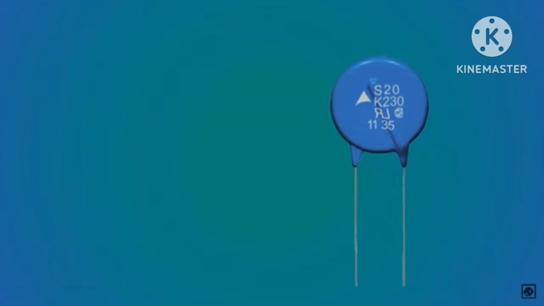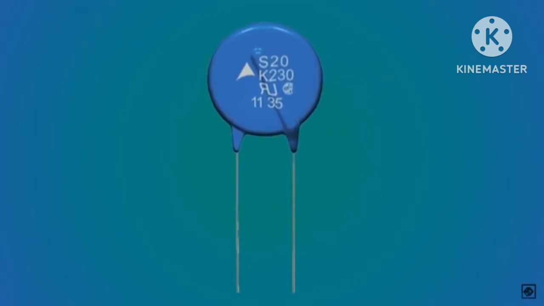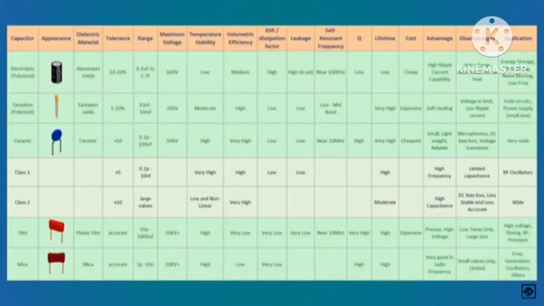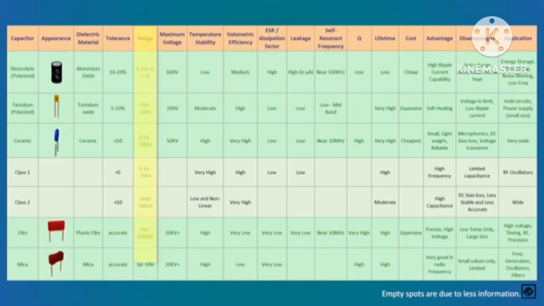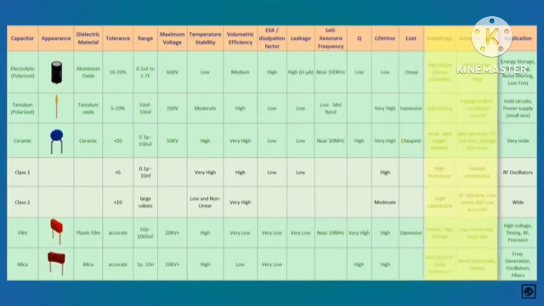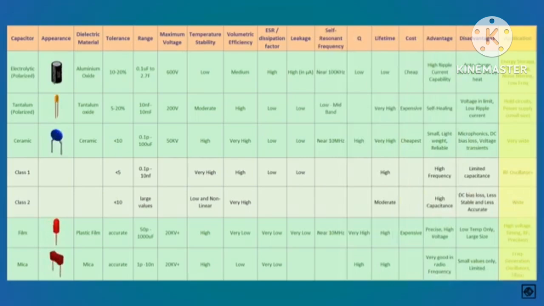Looking at this varistor, you may remember another electrical component, the capacitor. So now let us look at the capacitors. This is the table of characteristics of some types of capacitors available in the market. Here we can see the available range, frequency characteristics, advantages and disadvantages, and some common applications.